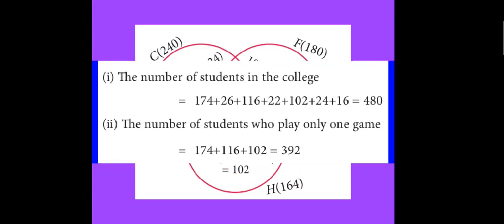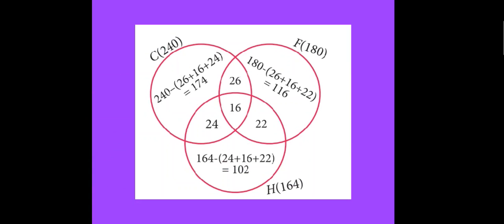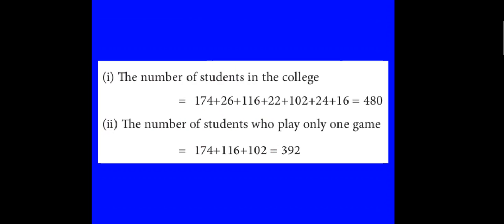Suppose they ask the question, the persons who play cricket and football only, 26. The persons who play cricket and hockey only means 24. And the persons who play football and hockey only, 22. But here we don't have that question. If you have such a question, we should write that from the Venn diagram.